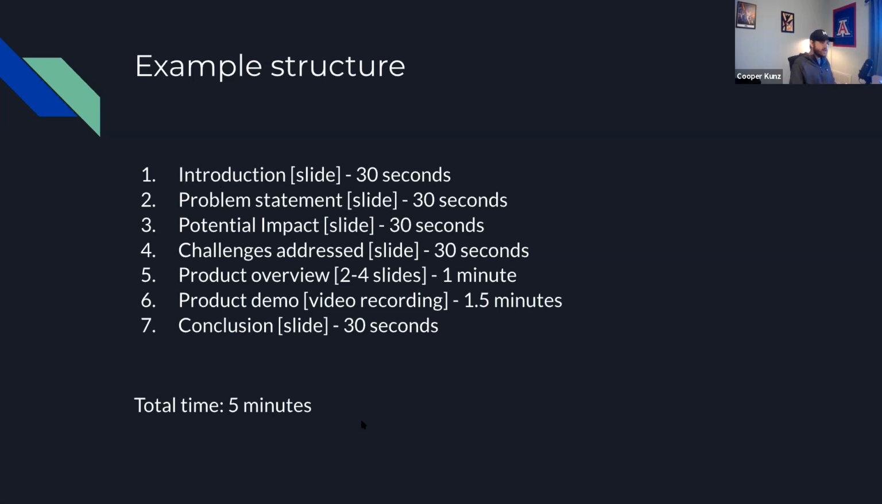And so, you know, this is totally flexible. I wouldn't take this one for one and just copy it to what you're doing. I would think, okay, what about this makes sense for me? Maybe you don't address which challenges and you spend more time on your product demo, or maybe you don't have a conclusion and, you know, talk more about your product overview. This doesn't have to be a one for one template. It's just, these are the things that you may or may not want to include in those 5 minutes.